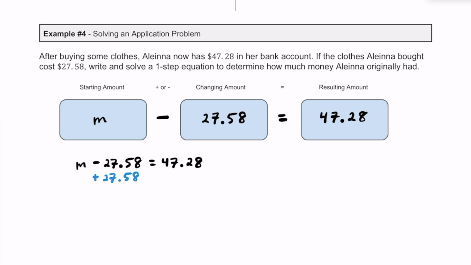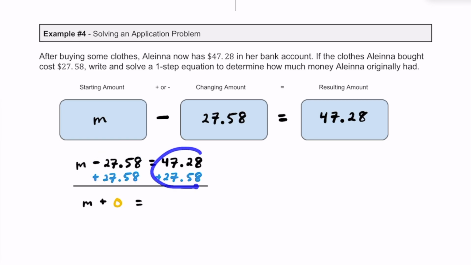And so what's this property called? You can look at your vocab sheet if you have forgotten. It's a property that allows you to add the same number to both sides of an equation. And if you remember, that's called the addition property of equality. So we have this negative 27.58 and this positive 27.58. And when you combine those, you're always going to end up with 0 since those are opposites. That's called the additive inverse property, right? So if you add these two opposites together, we end up with 0.